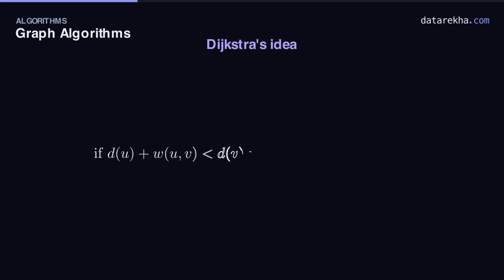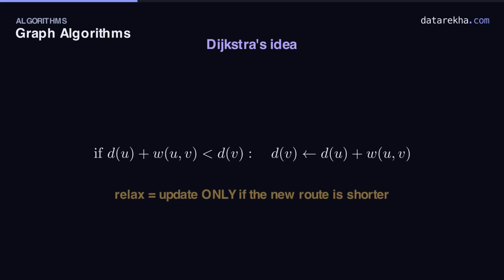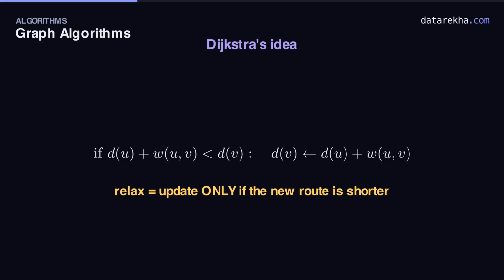And here's what relax means, in one line. For an edge from U to V, check whether going through U, that's U's distance plus the edge weight, beats V's current best. If it does, update V. If it doesn't, leave V alone. Relax is not always update. It's update only when you've genuinely found something shorter.